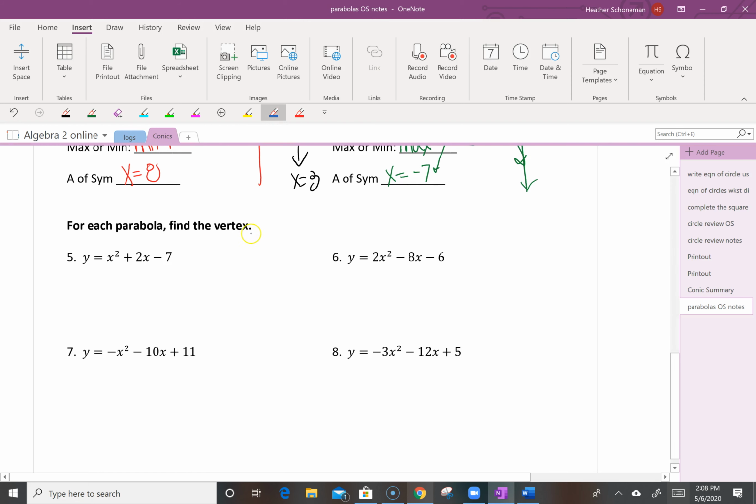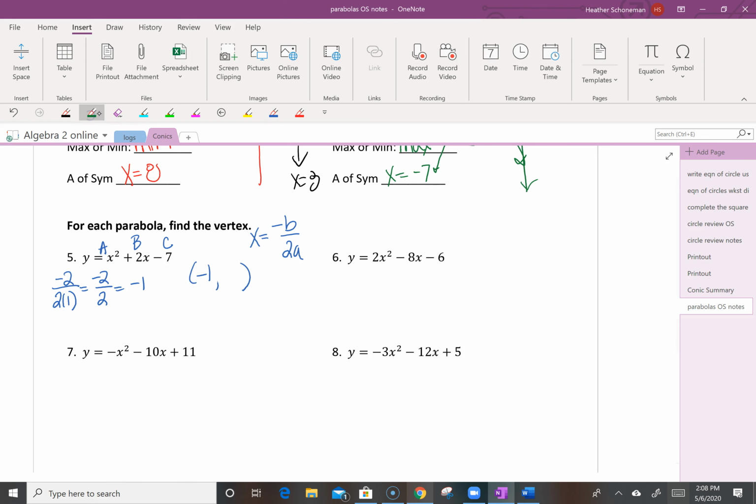Well, to find the x-coordinate of the vertex, it's going to be the opposite of b over 2a. So if you remember, the number in front of the x squared is a, this is your b, and this is your c. So first we need to find the x coordinate. So the opposite of b would be negative 2 over 2 times a, which is 1. So this is negative 2 over 2, which is just negative 1. So my x coordinate is negative 1.